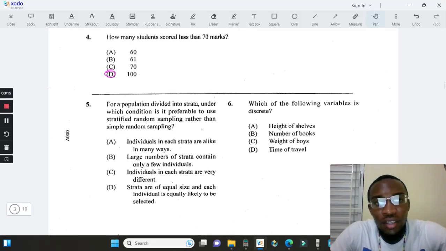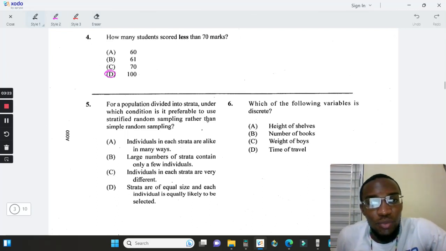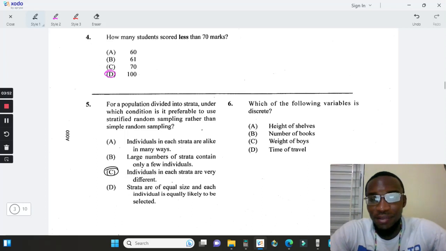Number 5. For a population divided into strata, under which conditions is it preferable to use stratified random rather than simple? Use stratified random if there is some variation in the strata, like age category or weight difference. So we look at whether the individuals in each strata are very different. That's when it's better. So that would be option C.